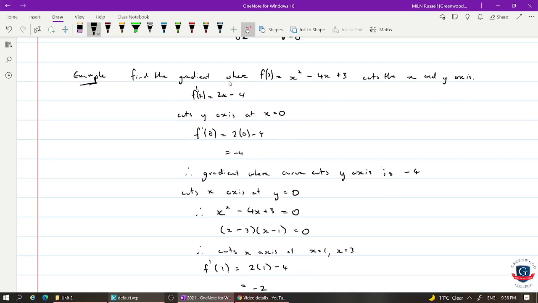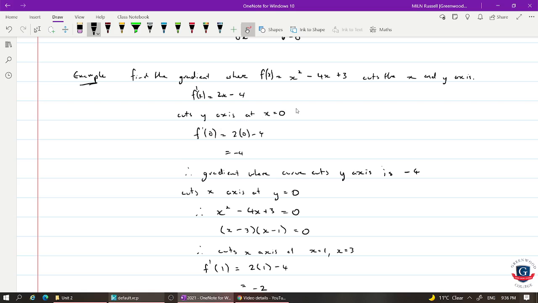So this says find the gradient where f of x equals x squared take 4x plus 3, find where it cuts the x and y axis. Well, the derivative of this, because we're finding gradients, we need the first derivative, the instantaneous rate of change. That will be f prime x equals 2x minus 4.